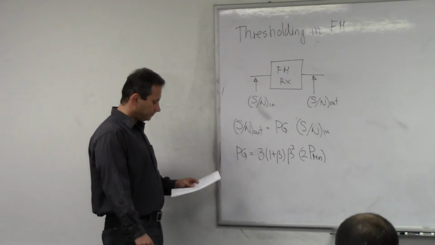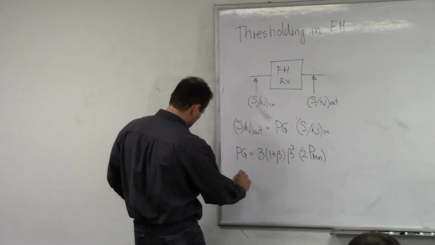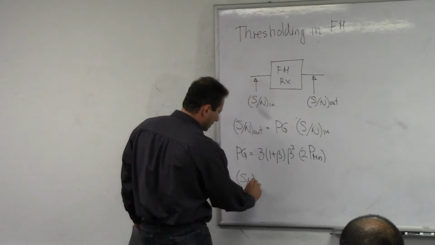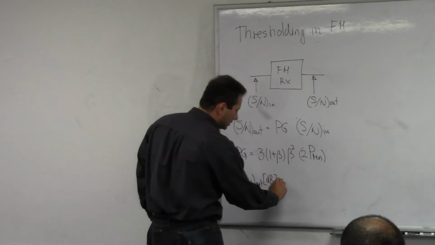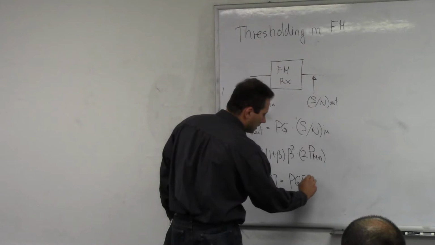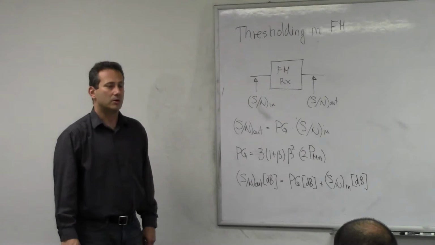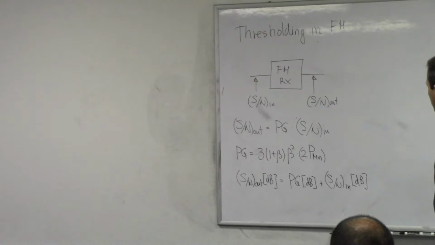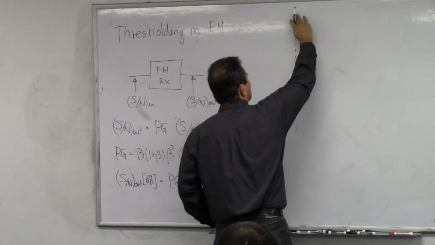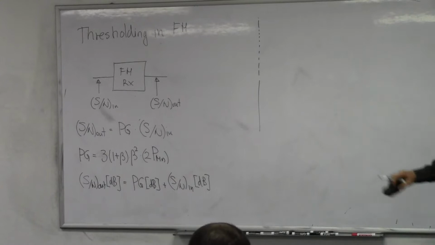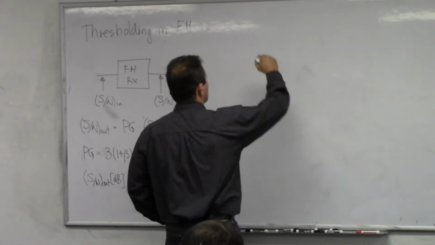Commonly, we express signal-to-noise ratio in dB. So if you take this relationship here, then it is the processing gain expressed in dB plus the signal-to-noise ratio of the input expressed in dB. And we've seen that it's not uncommon to have 20 to 30 dB of processing gain in FM. Now, that's beautiful, but let's just plot this, and then we'll discuss one of the things that we kind of pushed aside during the derivation and that now comes back into life.